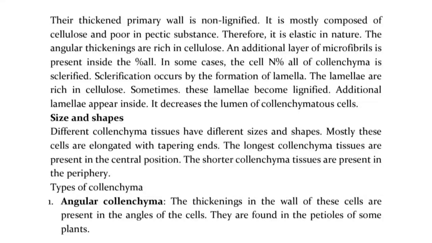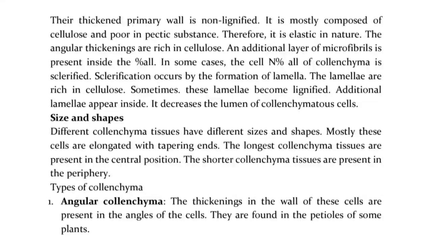Size and shape. Different collenchyma tissues have different sizes and shapes. Mostly these cells are elongated with tapering ends. The longest collenchyma tissues are present in the central position. The shorter collenchyma tissues are present in the periphery.